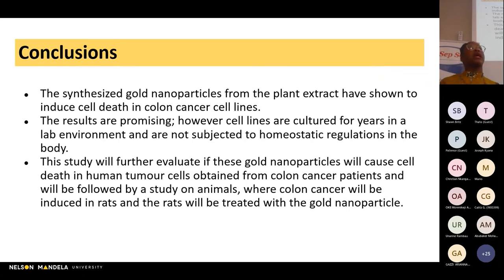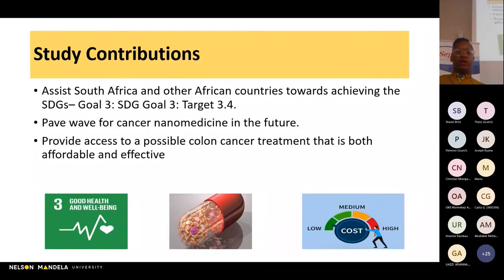We'll also be doing an animal study in rats. So the colon cancer will be induced in the rats, and we'll be treating the rats with the gold nanoparticles to see if it will also have the same effect, and to also check for toxicity.